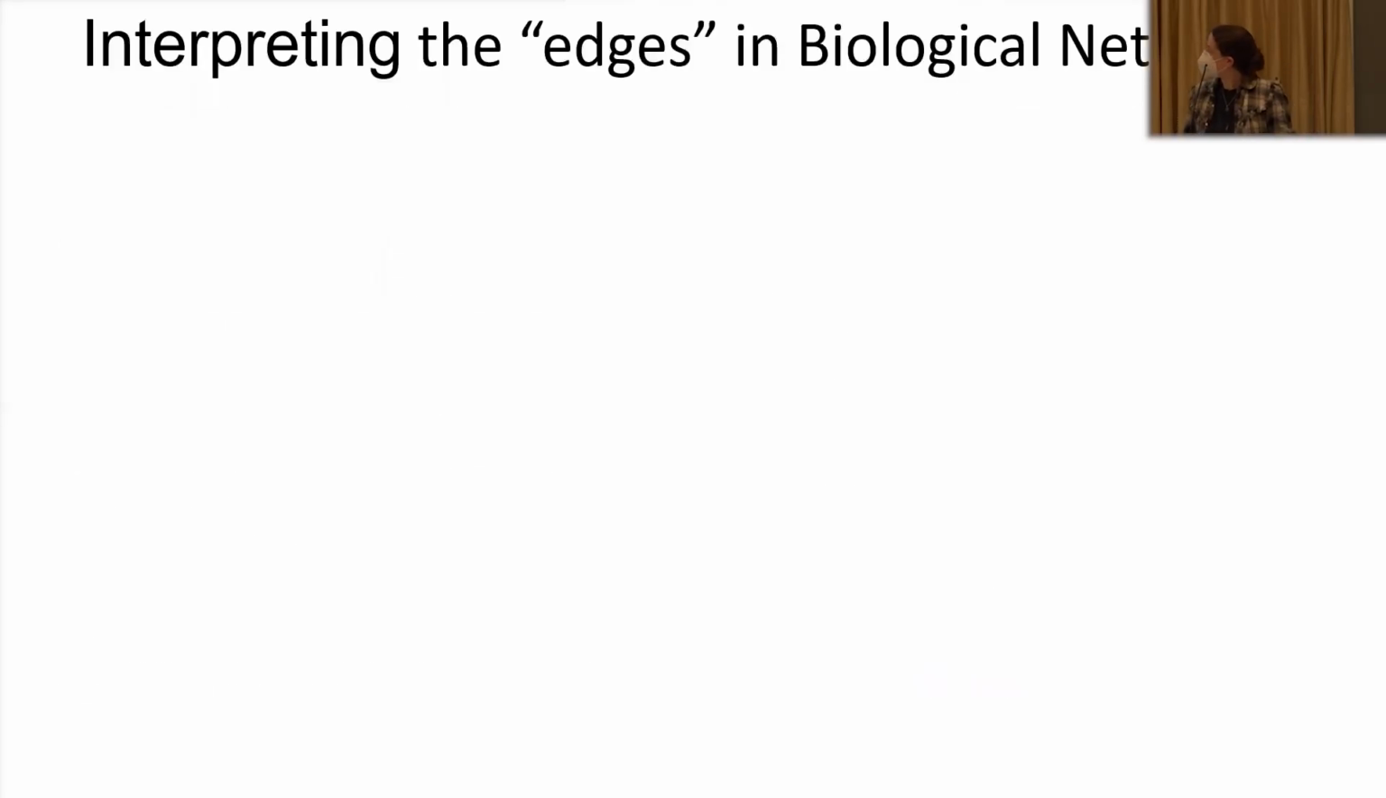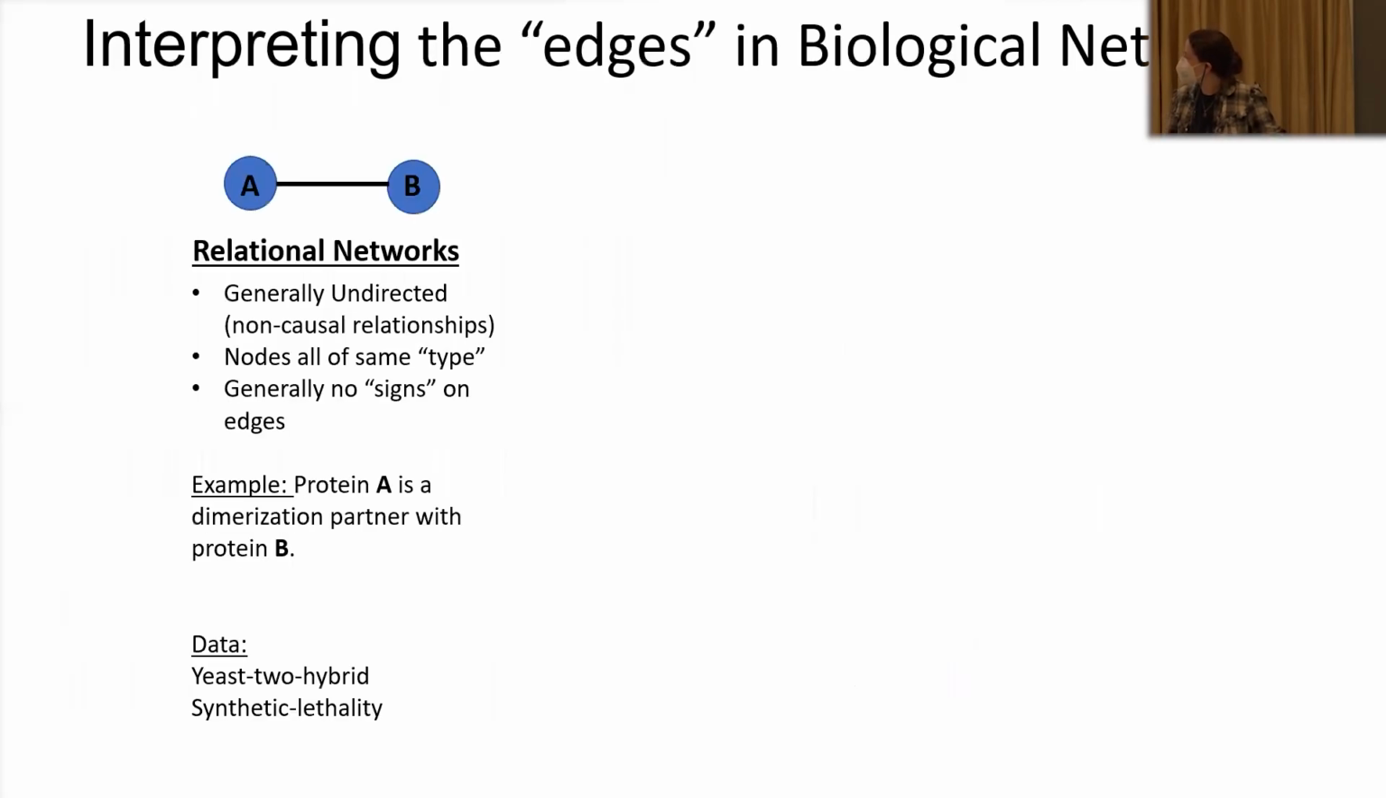All right, interpreting the edges in biological networks. This is a very high-level, crude thing, but I like to break down networks into three main types. The first is relational networks, which tend to be undirected. A good example of this is something like protein-protein interactions. Now, of course, those can theoretically be directed, but in the high-level sense, you think about two proteins that come together, they dimerize. It's an undirected physical relationship.